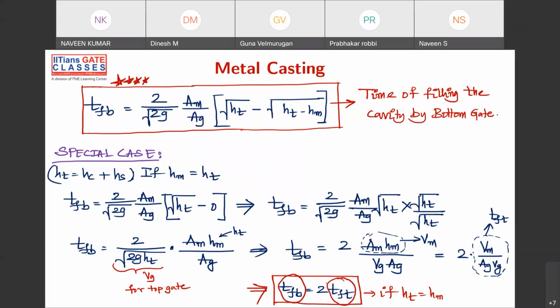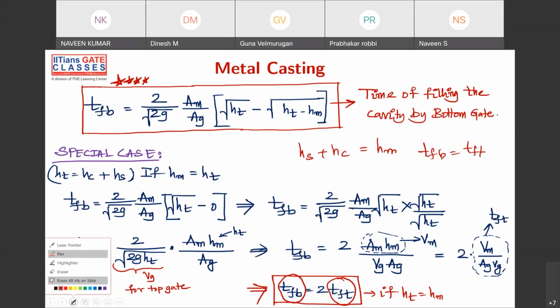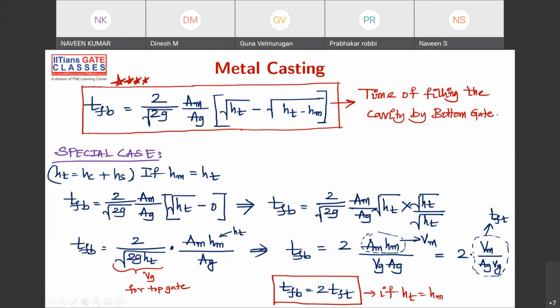It's a very important formula, and this can be asked in your exam as well. How? Because he'll simply say that the summation of sprue height plus pouring basin height is equal to mold height. That's what they'll give in the question, and they ask which of the following is true. They may write TFB is equal to TFT, TFB is equal to 2 times TFT, TFB is equal to 3 times TFT, TFB is equal to 4 times TFT. Anything can be asked. Or sometimes they might give some numericals, and we have to substitute the numerical values and find out whatever unknown the examiner is asking.